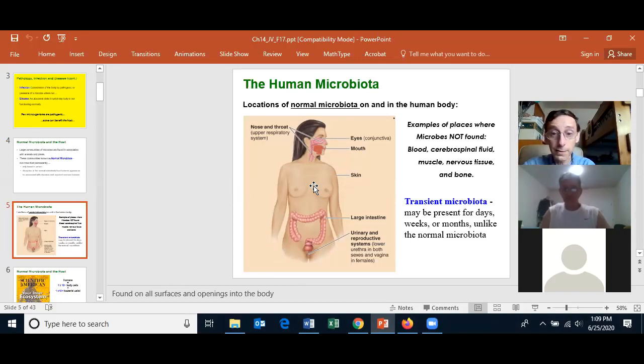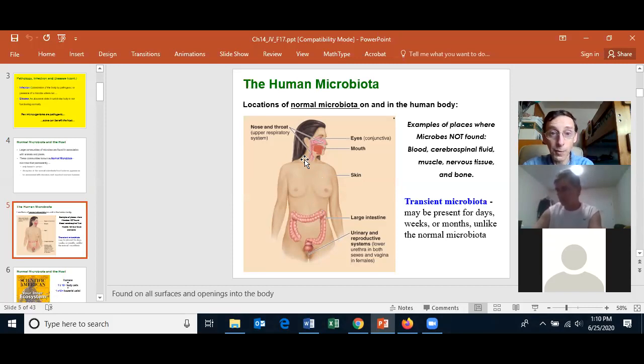Any questions about that? Microbes are not normally found in the internal blood, cerebrospinal fluid, muscles, nervous tissue, bone, anything internal to the body. The normal microbiota is not found there.